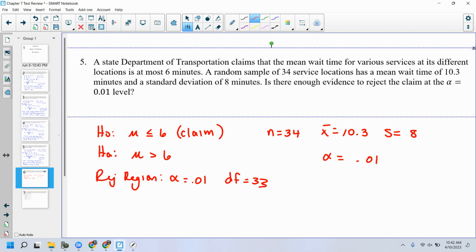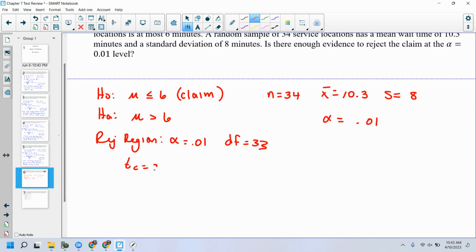Yikes. 2.445? Yes. 2.445. One tail, 0.01. Yep, 2.445. Now, is that going to be positive or negative? Do I use 2.445 or do I have to make it negative? Negative.